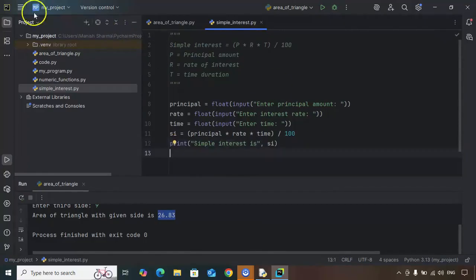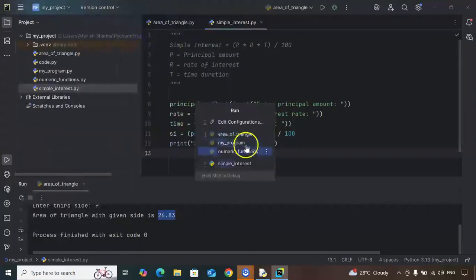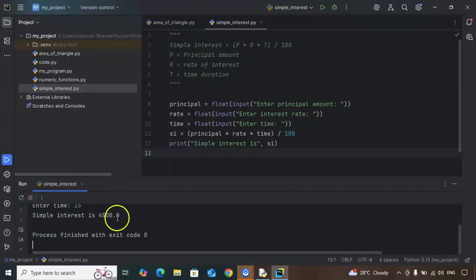Let's run this. Go to main menu, run simple interest. It's asking for the principal amount. If I give the principal amount as, let's say, 10K, the time is, let's say, 3 years, the rate of interest is 15. The interest is 4500. The output we'll get in float. Why are we getting it as float? Because we are dividing it by 100 here. Good.